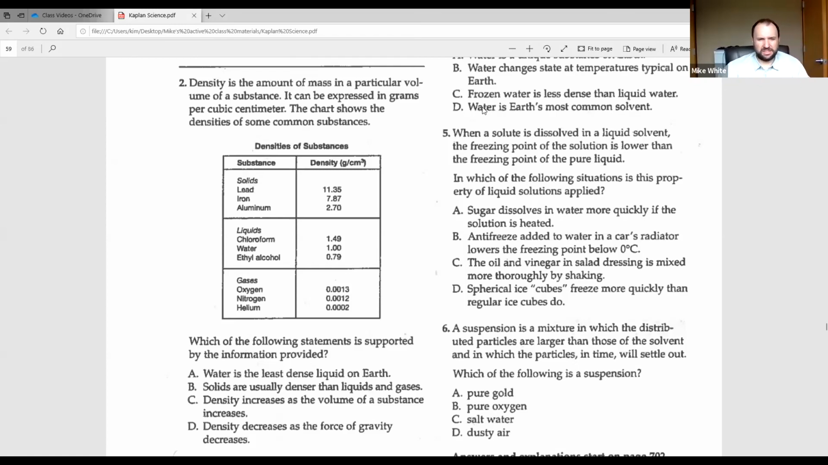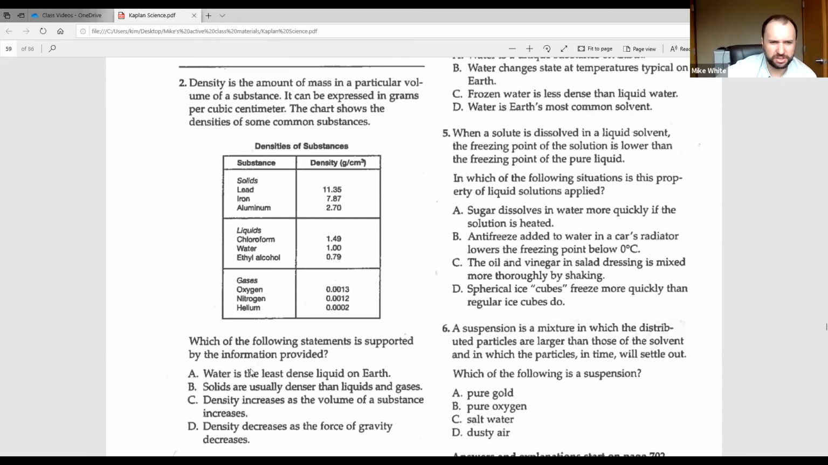And then under gases, obviously you can see that they're much, much less dense, right? Like almost nothing. So think about that. Like anything over a density of 1.0 is going to sink in water, and anything under a density of 1.0 is going to float or be suspended in water. Right? So based on, and again, not based on things you might know or things you might think, just based on the chart.